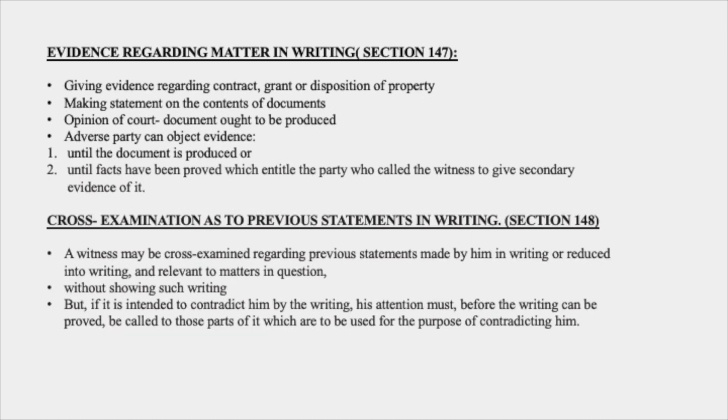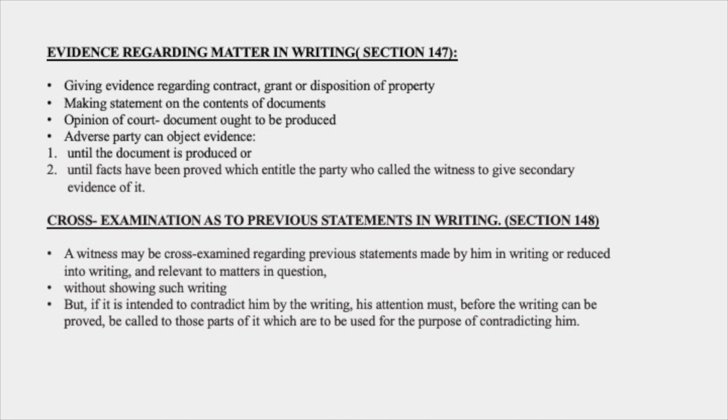The next provision is regarding evidence regarding matters in writing. It is dealt under section 147. This applies to cases where evidence is given with regards to contracts, grant or disposition of property, and so on. So here a person is making a statement with regard to something that is a part of the document, or that is the content of the document, and the court is in the belief that the document should be produced. Then the adverse party can object to evidence until the document is produced, or in another case until the facts have been proved, which entitles the party who called the witness to give secondary evidence of the same.